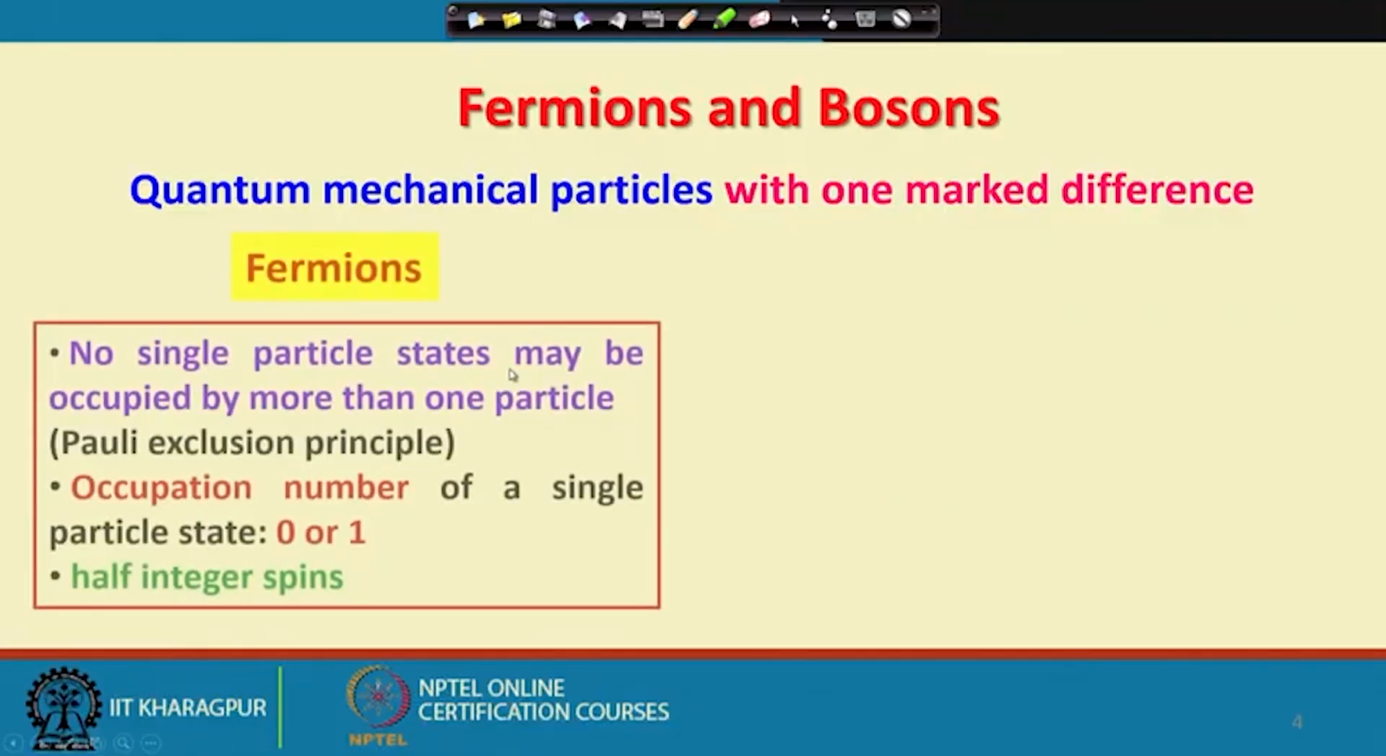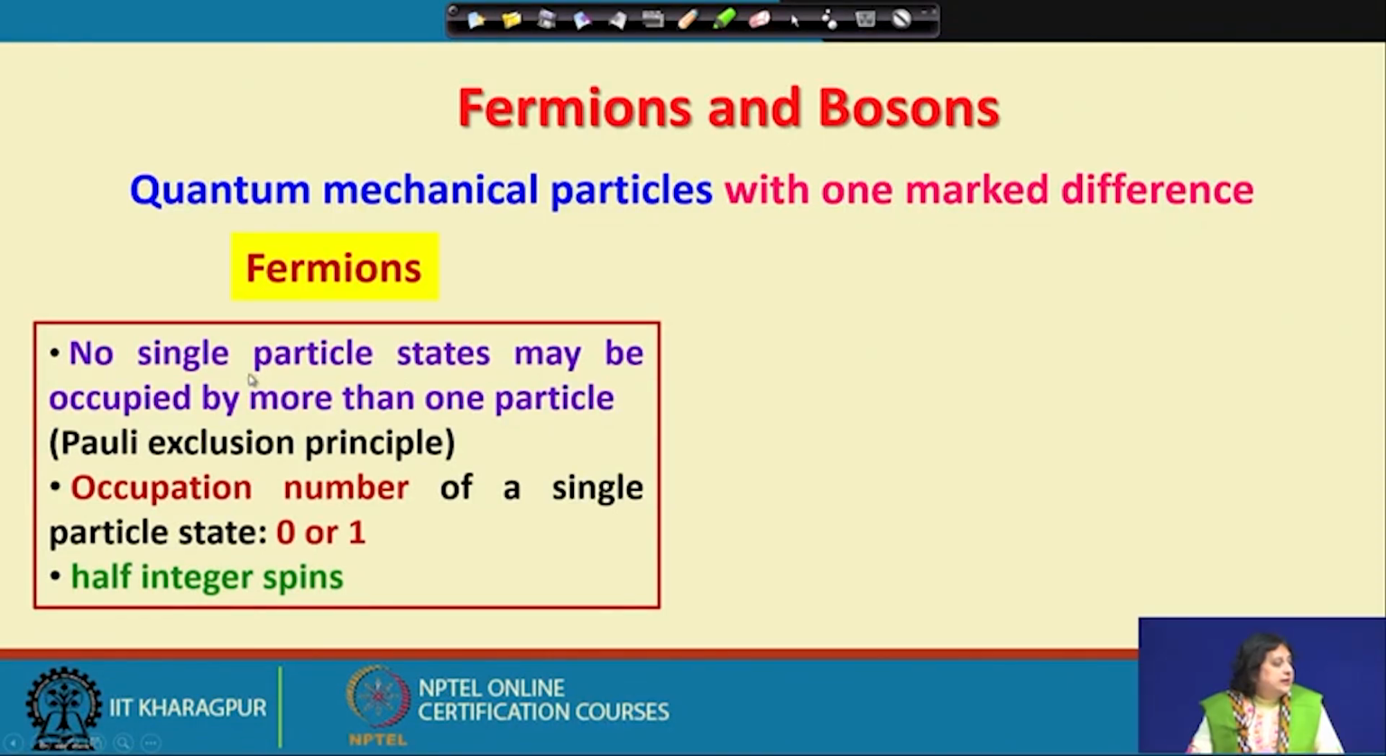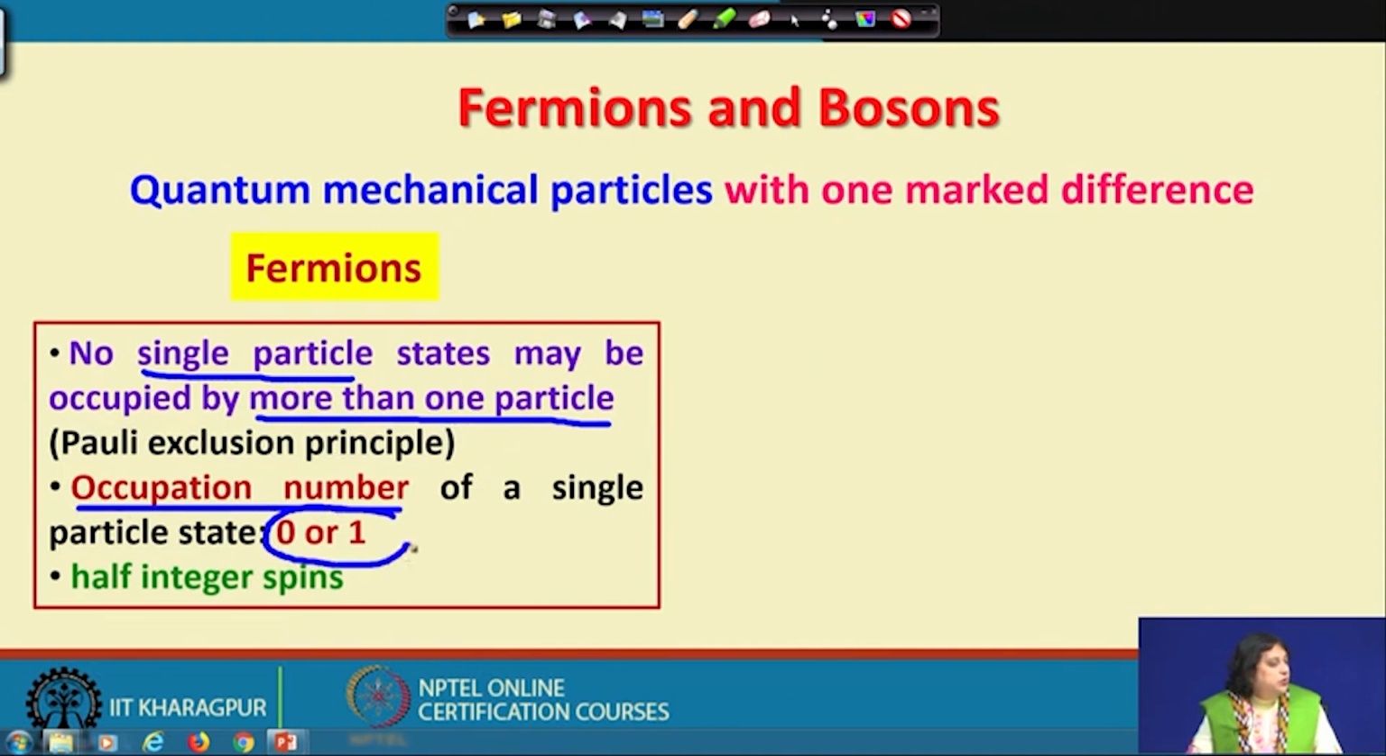The first one, fermions: it is said that if you have a system comprised of fermions, then no single particle state may be occupied by more than one particle. I will explain what each of these terms in this definition means, but at present it seems to imply that if you have a single particle state, then the occupation number of this single particle state can be either 0 or 1. And fermions are usually characterized by half integer spins.